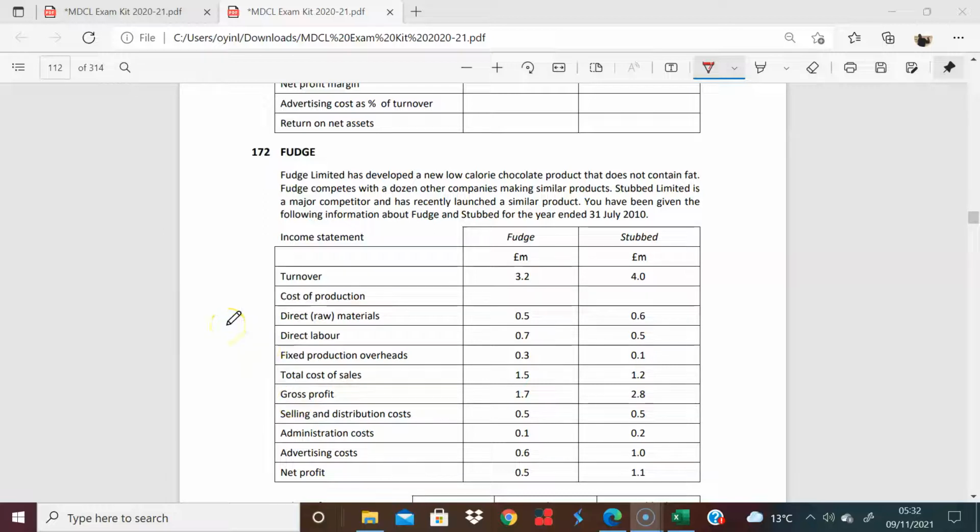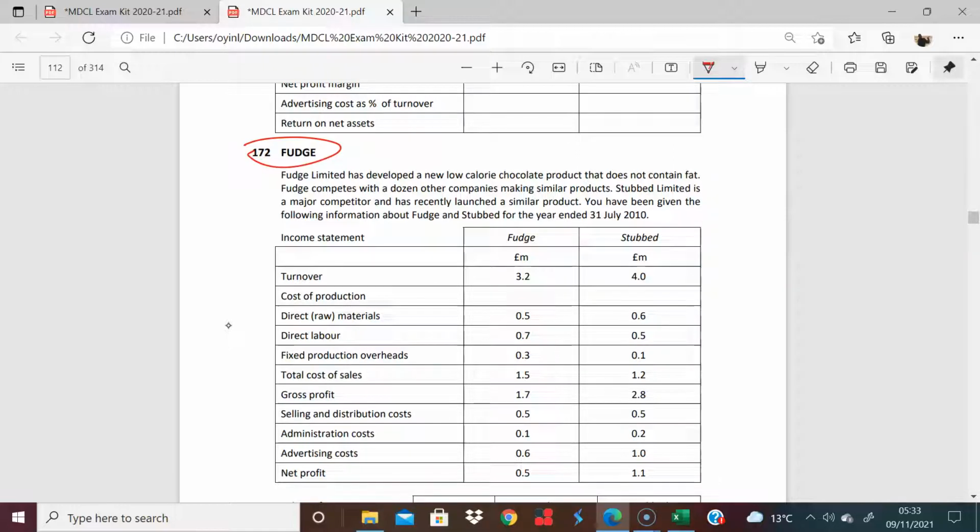Actually, thankfully, many of these look the same, so that's really good. I'm going to do fudge because they are literally all the same type of question, but I'm just doing fudge so that at least you have a reference point. We are literally calculating ratios. So what do we have here?